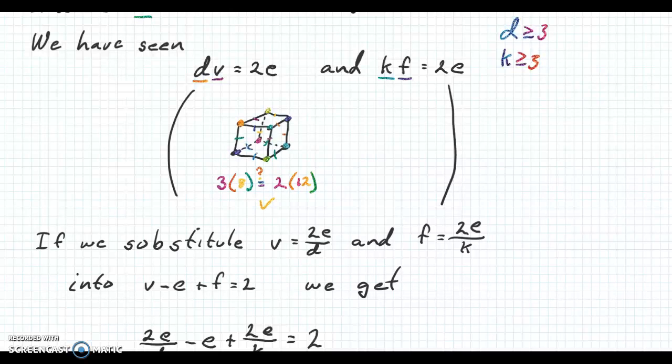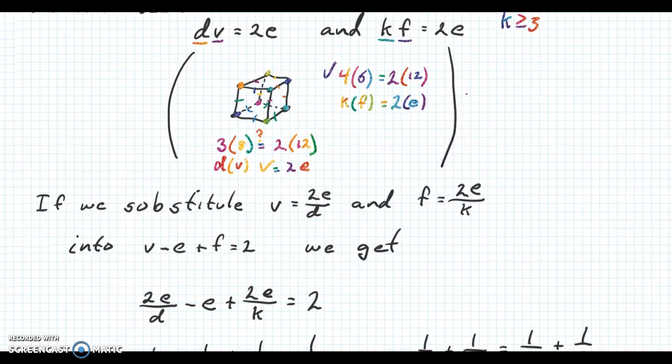And so if you think through this, on a cube, each face has 4 edges, so k is 4. How many faces are there? There's 6 faces, so 4 times 6 is 24, which should be twice the number of edges, which you've already counted as 12. Well, yeah, that's true. And let me go ahead and say where I got these from. That's d, that's v, and that's twice the edges. And this is k, and that's f, and that's twice the number of edges. So that's just an example, of course.